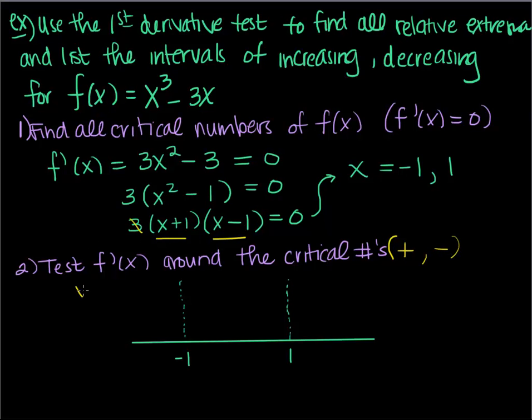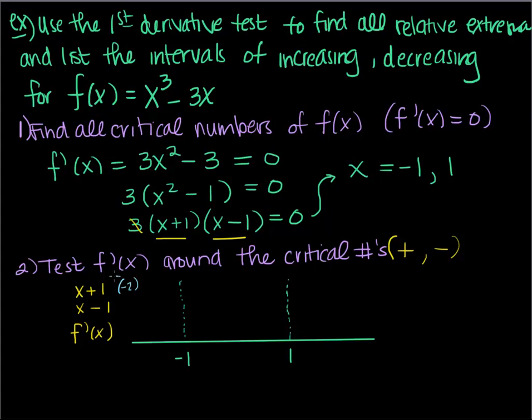So I'm going to see what happens to x plus 1, what happens to x minus 1, and then what that would mean for my derivative. And you're probably wondering what I'm talking about, which I'm going to show you right now. I want you to give me a number that's less than negative 1. So let's just say negative 2.